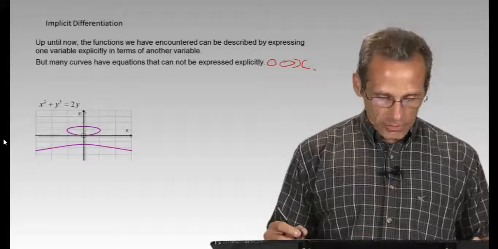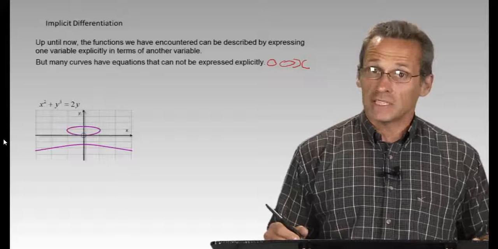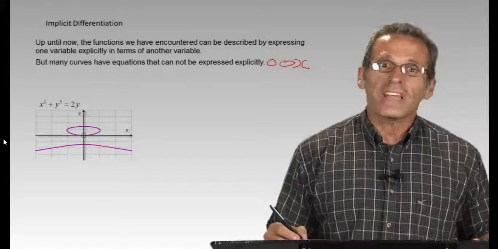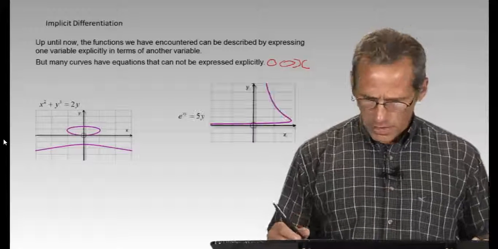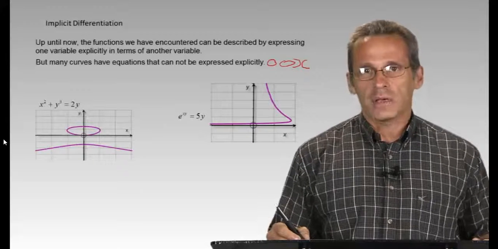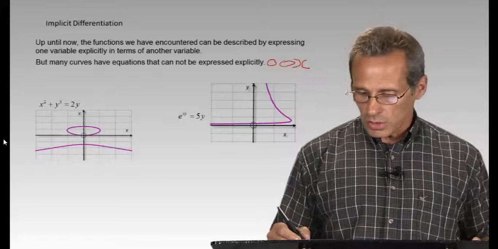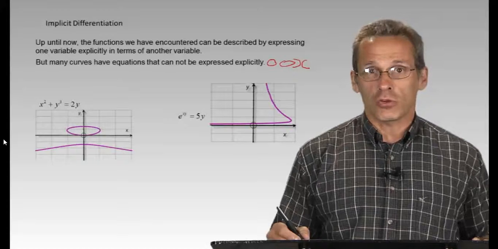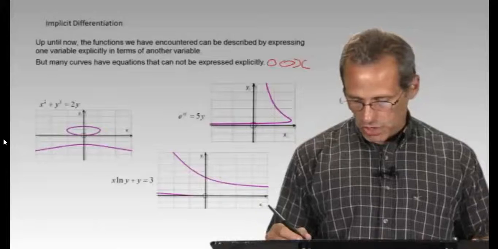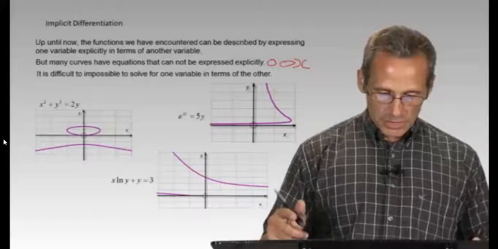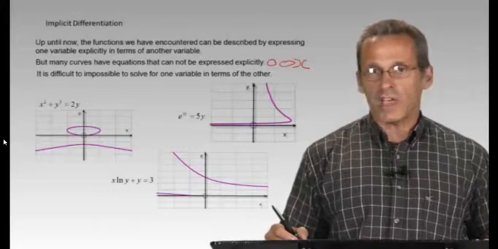Here are a few other examples. x squared plus y squared is 2y. You see the associated graph of this curve. It's not a function, but we can still attempt to find the slope for any point along the curve. And that's really our goal. e to the xy equals 5y. Again, here is the curve for this particular equation. Again, not a function, but we may find the slope for any point along this curve. And a third example, x ln of y plus y equals 3. Again, not a function. It is difficult to impossible at times to solve for one variable in terms of the other.